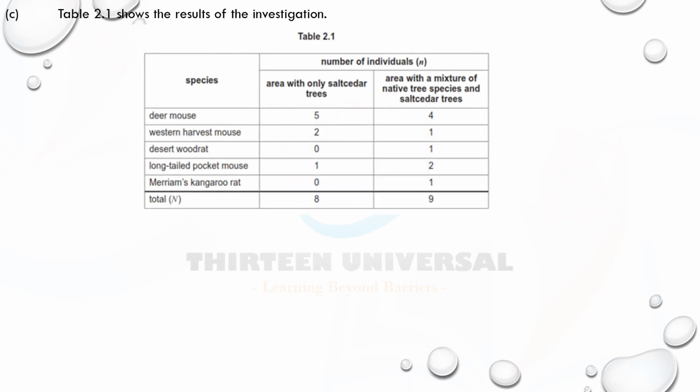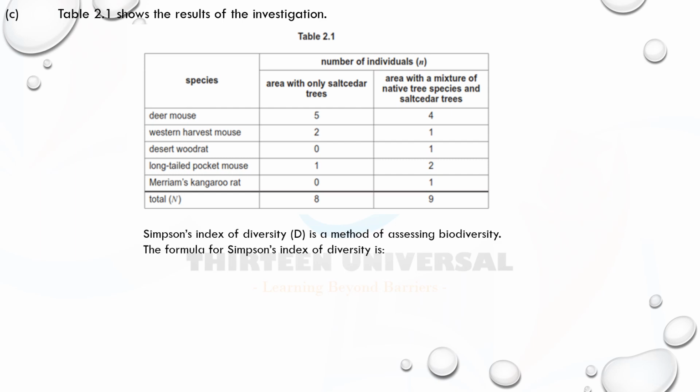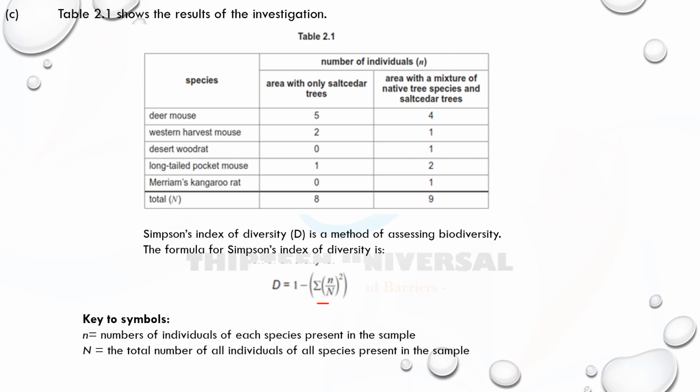Table 2.1 shows the result of the investigation. Simpson's index of diversity is a method of assessing biodiversity. The formula for Simpson's index of diversity, that's the formula. Whatever you get here, you subtract it from 1. Small n is the number of individuals of each species present in the sample, and capital N is the total number of all individuals of all species present.